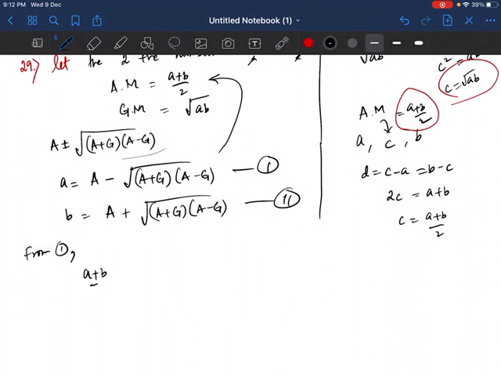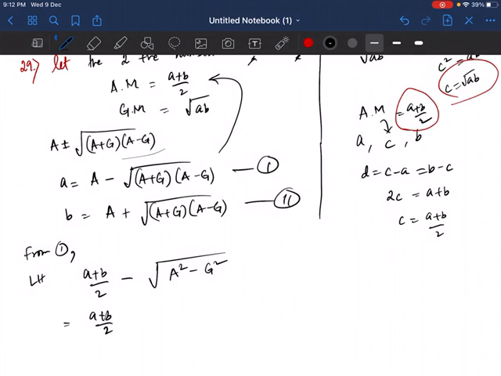A plus b by 2 minus, now look at here. Before doing anything, I can write this one as a square minus g square. Without even looking, I can write this as root over of a square minus g square, because it has a plus g into a minus g, right? That is what we have written. So we have a plus b by 2.